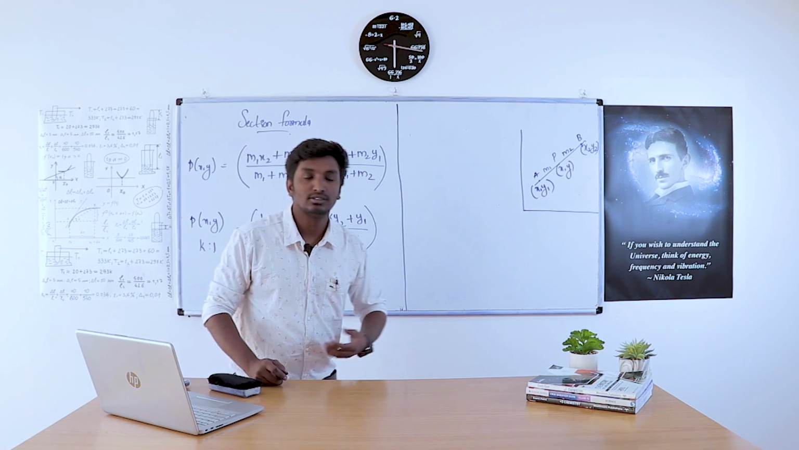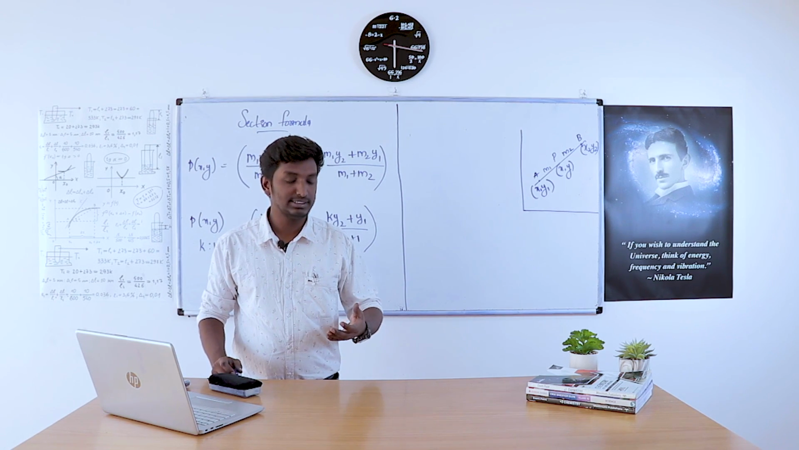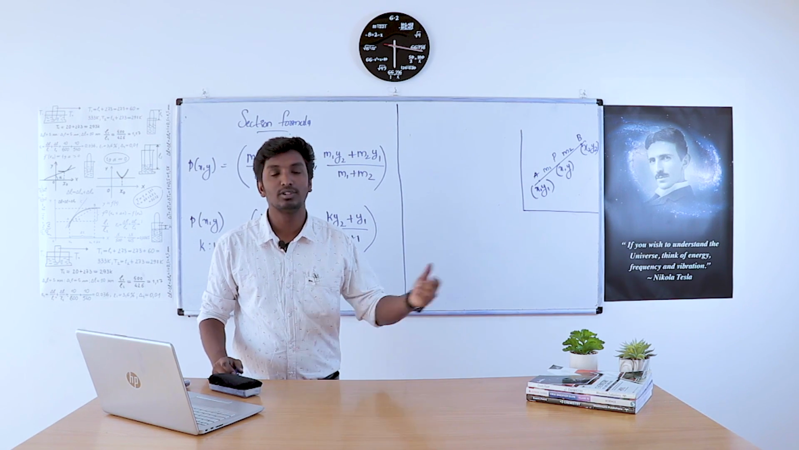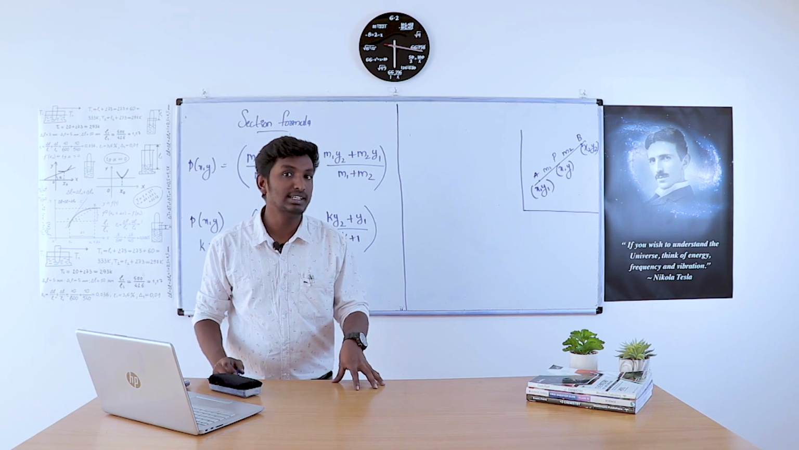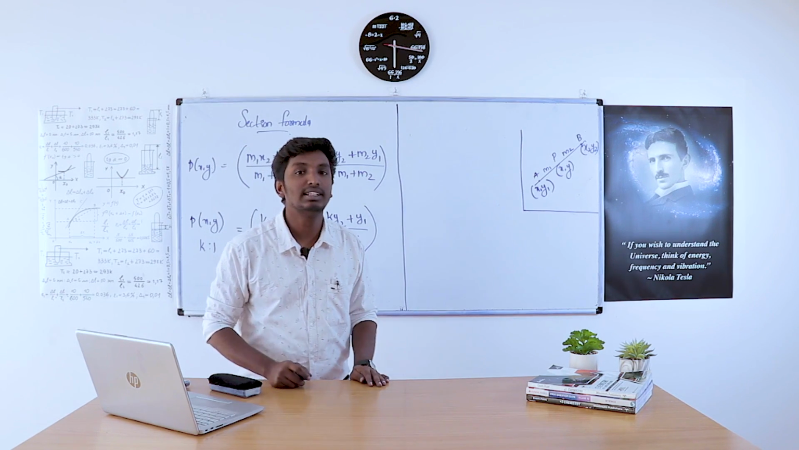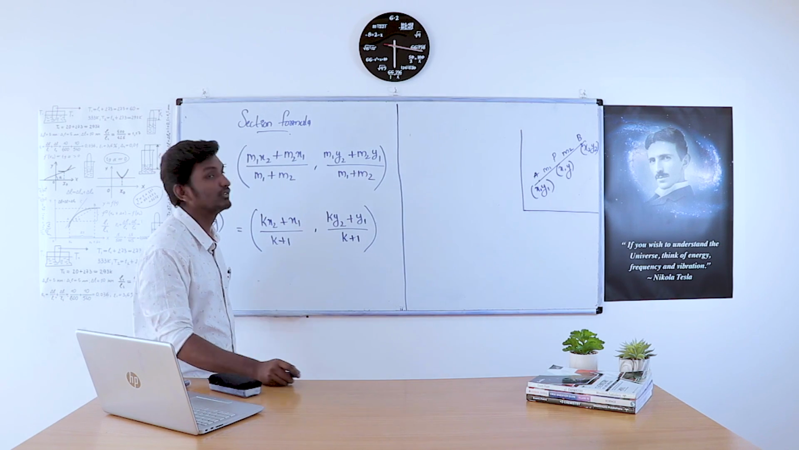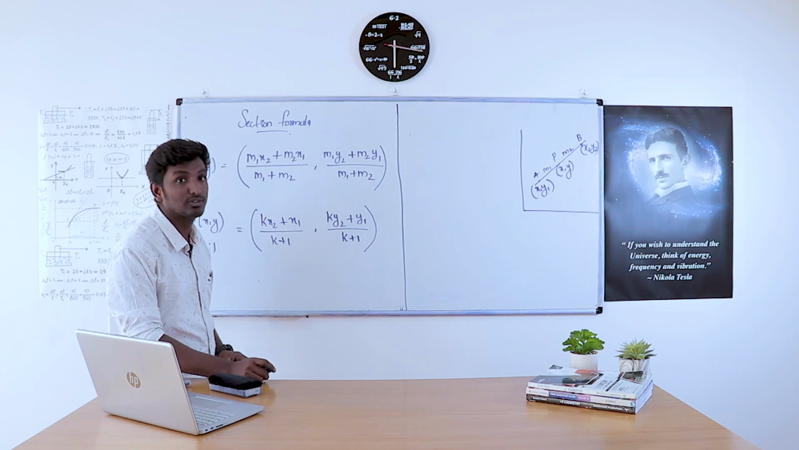I already told you that we are having 3 sections in this chapter: distance formula, section formula and area of triangle. Among these 3, area of triangle is completely deleted right now. So this is the last formula you need to study, that is the section formula.